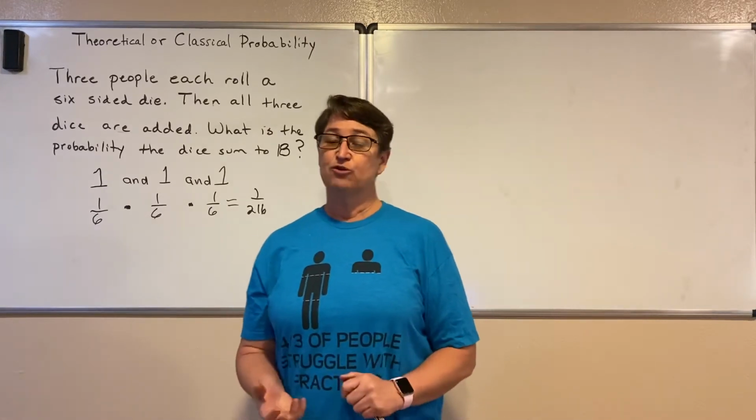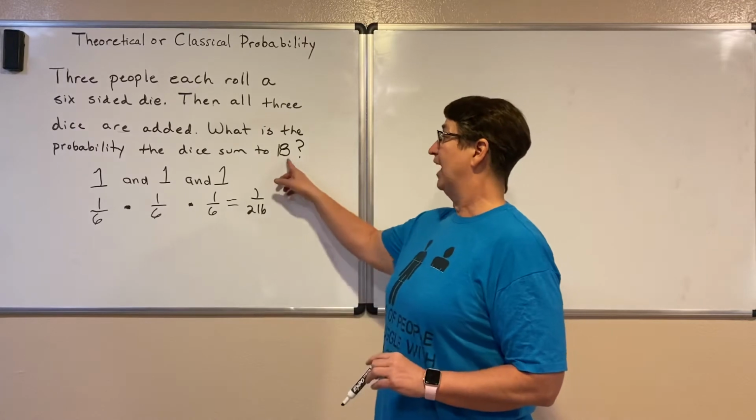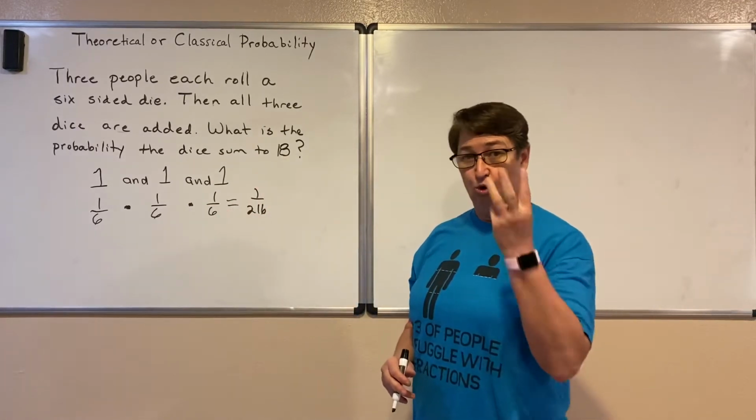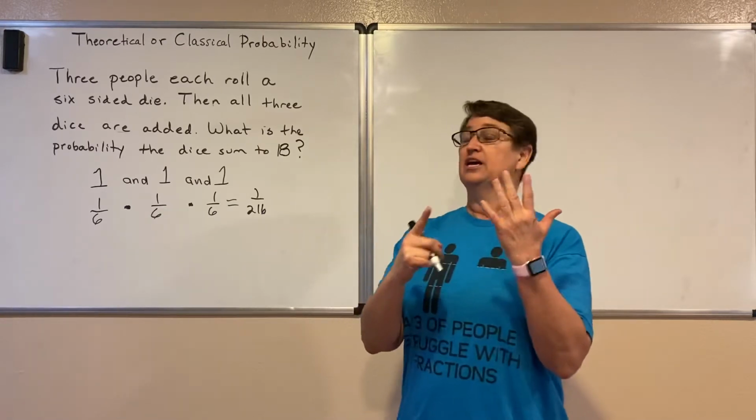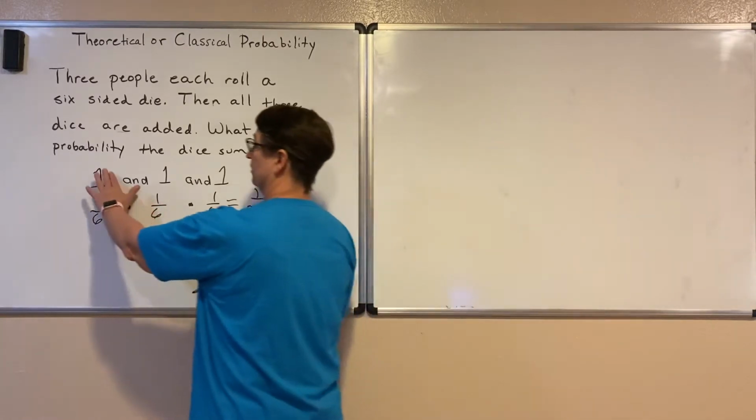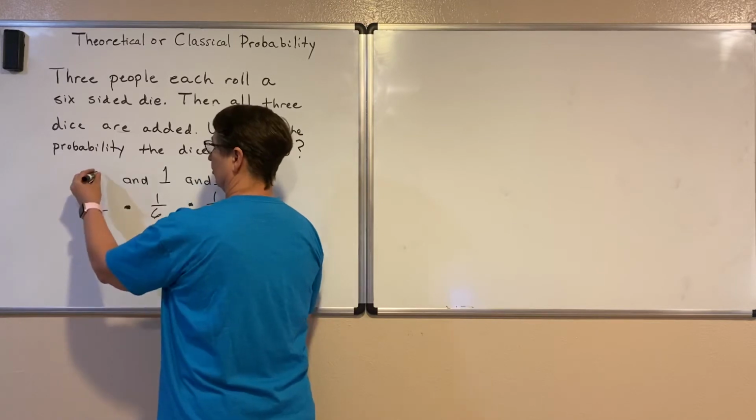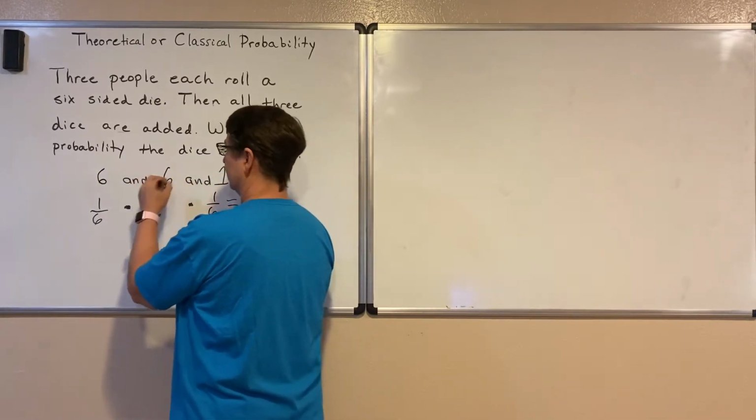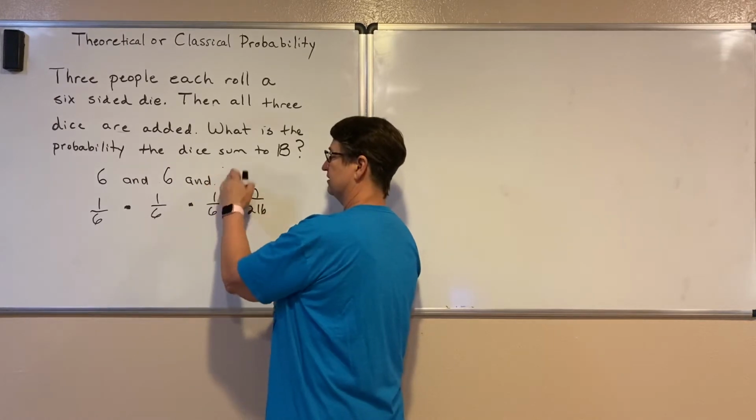So they can't roll 17 between them. In fact, if you look at that 18 and you divide it amongst all three of them, they could each roll 6 in order to get to 18. So let's just start there. So a 6 and a 6 and a 6.